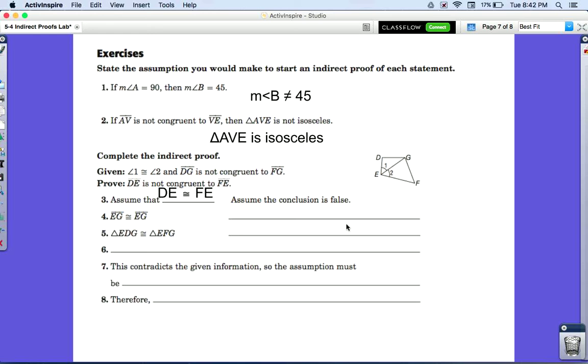Now this side here is going to be congruent to itself. And anytime something is congruent to itself, it's congruent to itself because it is reflexive. So triangle EDG has to be congruent to triangle EFG, because if I were to mark this here, that means that these two triangles have to be congruent by side, angle, side.